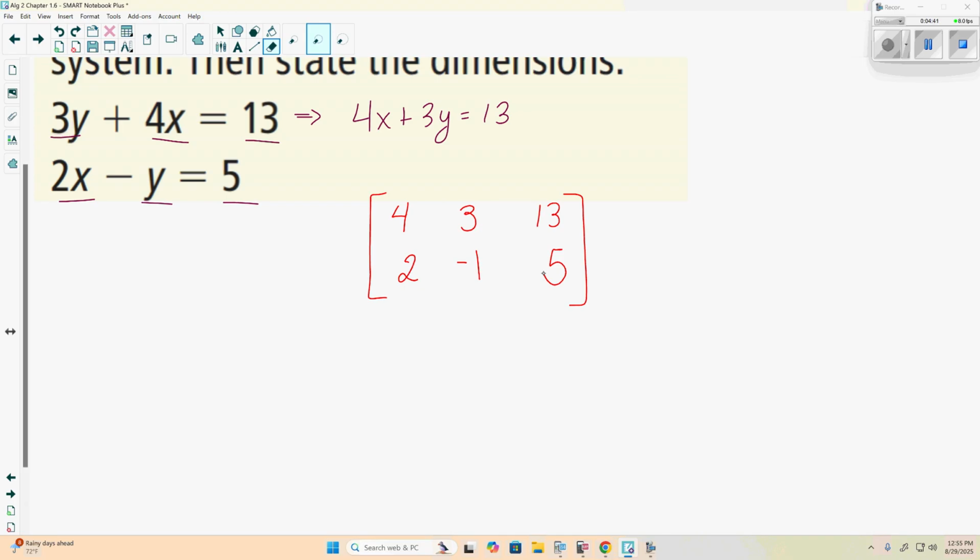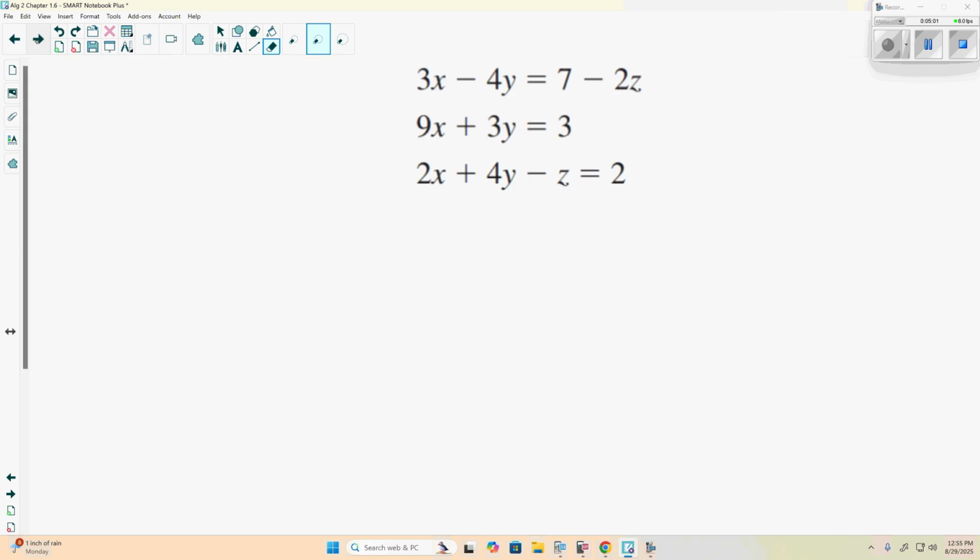Questions on this here? What are the dimensions of this matrix? It's a 2 by 3. We have 2 rows, 3 columns. We ready for the next one?